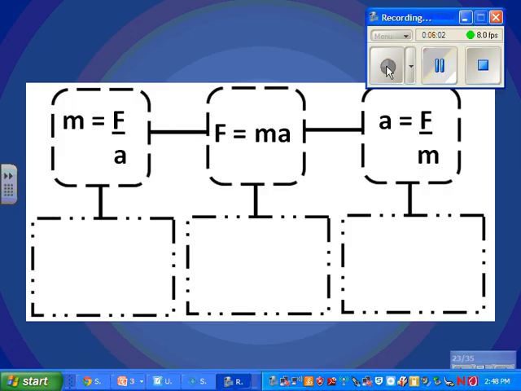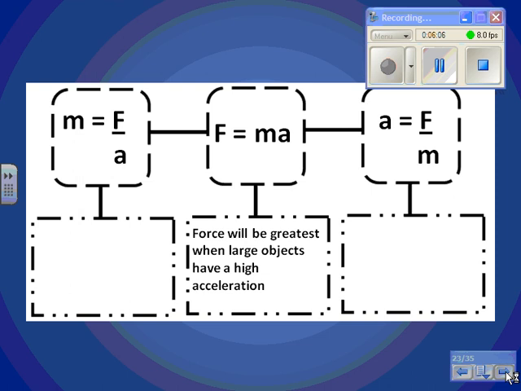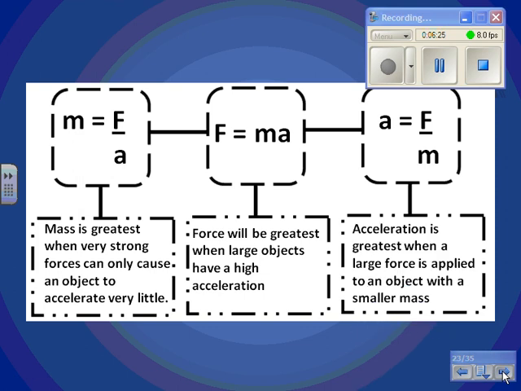Our first formula, F equals m times a. The force will be greatest when large objects have a high acceleration. Our next one, when we're looking for mass, m equals F over a. Mass is greatest when very strong forces can only cause an object to accelerate very little. Then looking for acceleration, a equals F over m. Acceleration is greatest when a large force is applied to an object with a smaller mass.